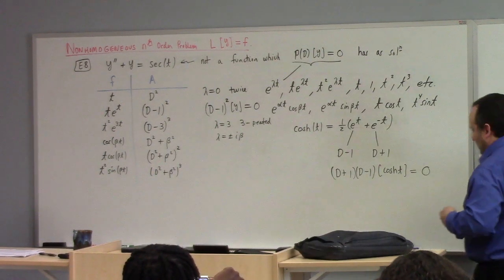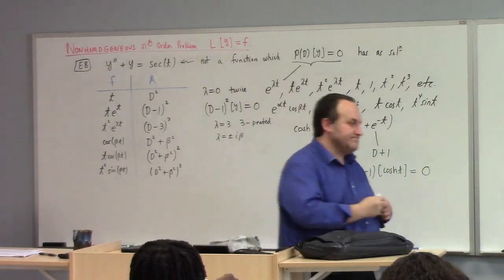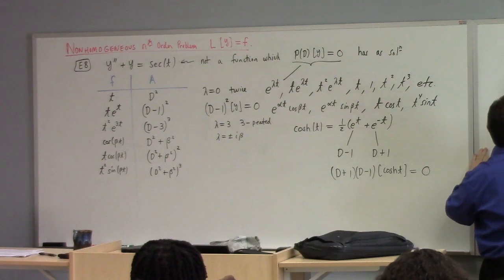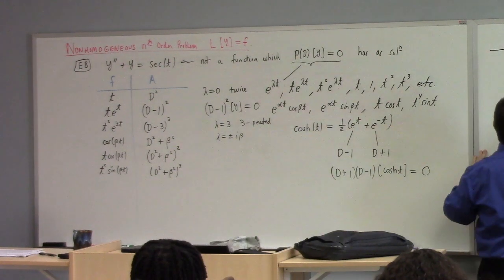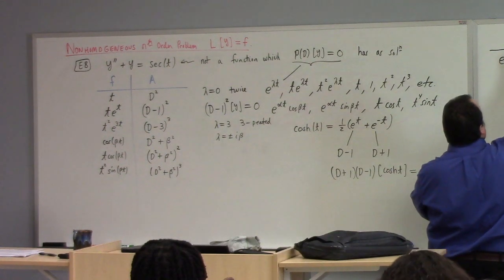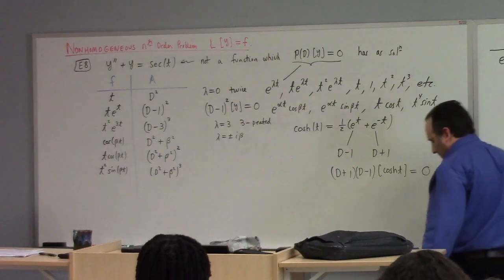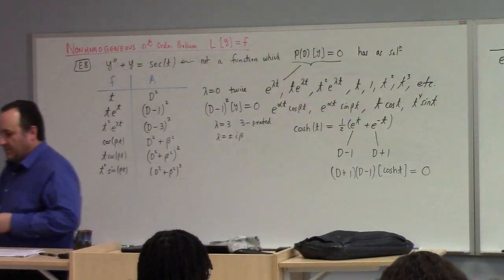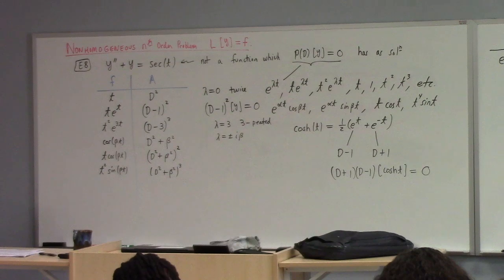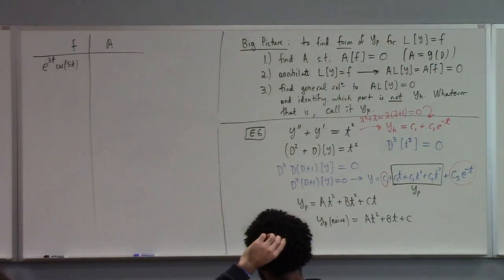How about you guys? You give me a function and I'll give you an annihilator. Function, annihilator. So I heard an e, what do you got for me? e to the 3t cosine 5t. All right, great. So where does that appear from? Thinking in terms of the lambda notation I introduced at the start of class, that's coming from lambda equal to 3 plus or minus 5i.